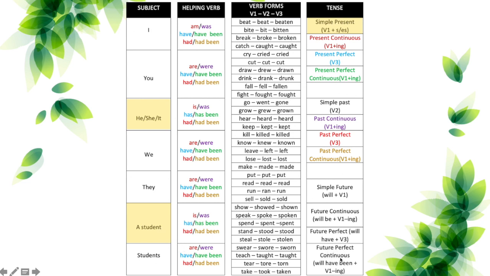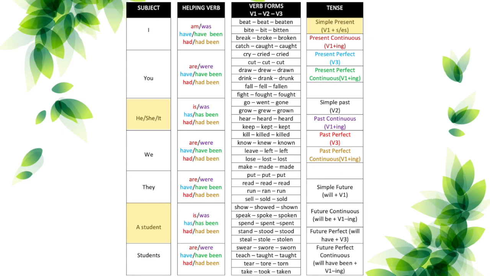Future perfect continuous tense. Here we have will have been plus V1 plus ing. I will have been breaking, you will have been breaking, he will have been breaking, she will have been breaking, it will have been breaking, we will have been breaking, they will have been breaking, a student will have been breaking, and students will have been breaking. So that is the end of the chart.